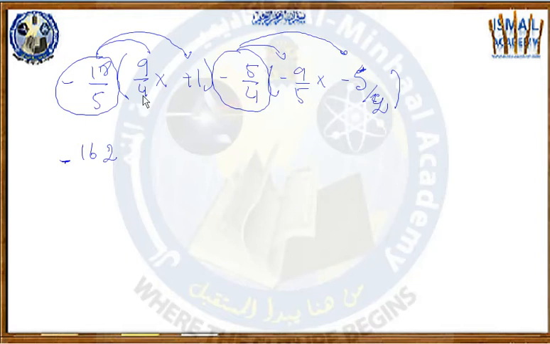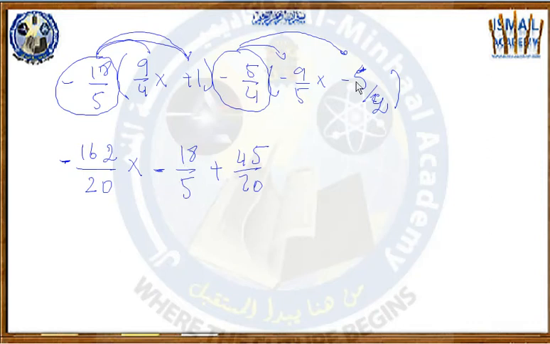Then we'll have 5 times 4, which is 20. As you see, I multiply the top with the top and the bottom with the bottom. And I have x here. Then I do the same thing. Anything times 1 is the number itself, yes? So it's going to be minus 18 over 5. Then I will have here minus 9 over 5, so it's going to be positive 45 over 20.